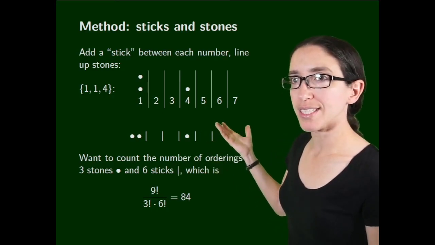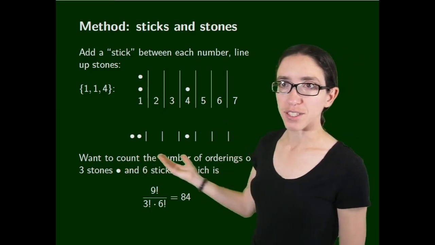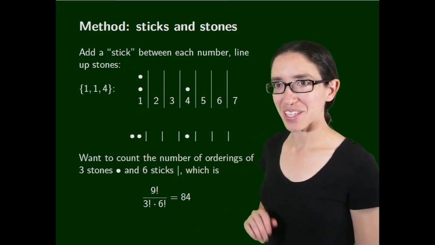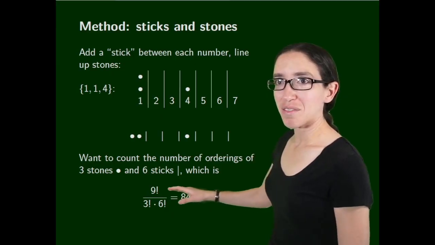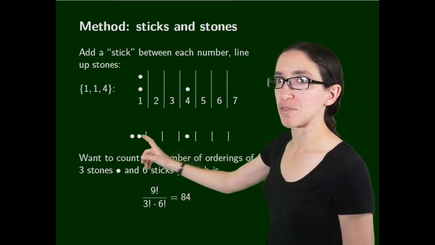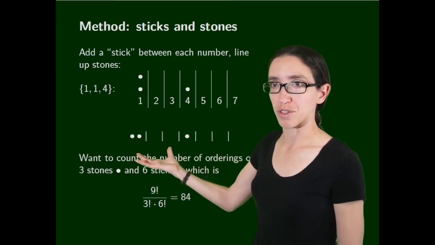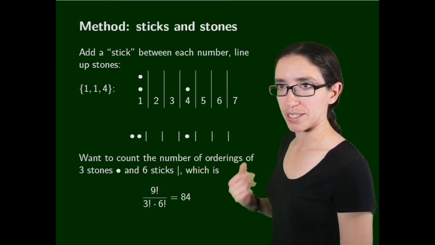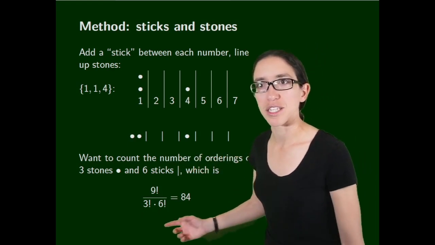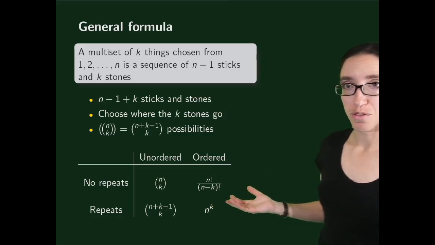So choosing a multiset is the same as choosing an arrangement or a rearrangement of 3 stones and 6 identical sticks. But we know how to do that. We know how to count rearrangements. There's 9 factorial ways of rearranging all 6 plus 3 different elements, the stones and the sticks together. And then we overcounted by the number of ways of rearranging the stones and by the number of ways of rearranging the sticks. So we divide by 3 factorial and 6 factorial here and get 84 for the final entry of our table. So now let's look at the general formula here.